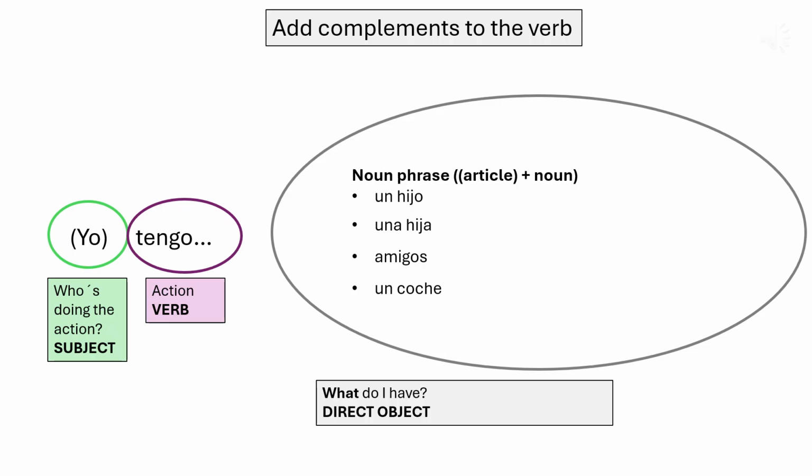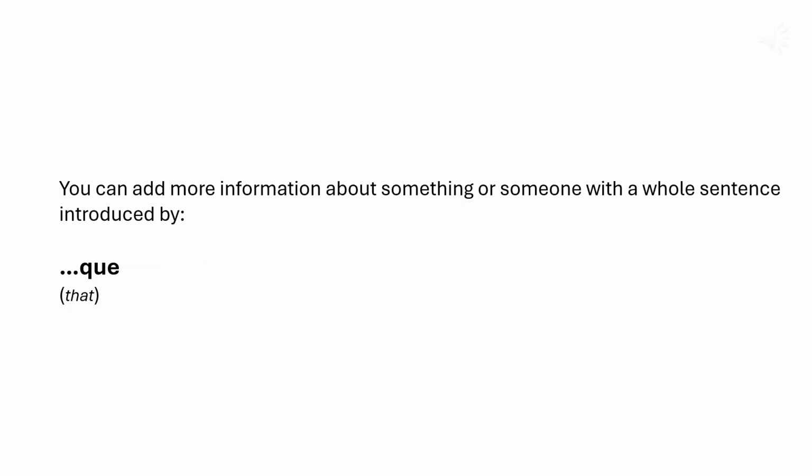Yo tengo un hijo. Yo tengo una hija. Yo tengo amigos. Yo tengo un coche. And how many things you can think of that you have. Yo tengo, yo tengo. You can add more information about something or someone with a whole sentence introduced by que.